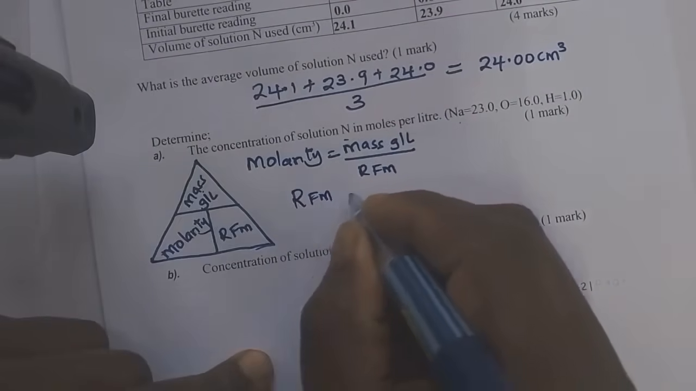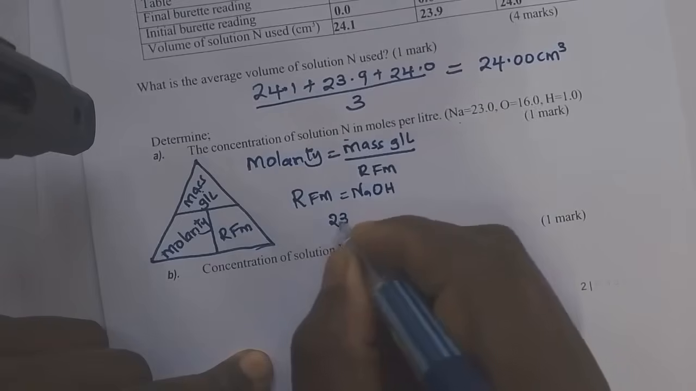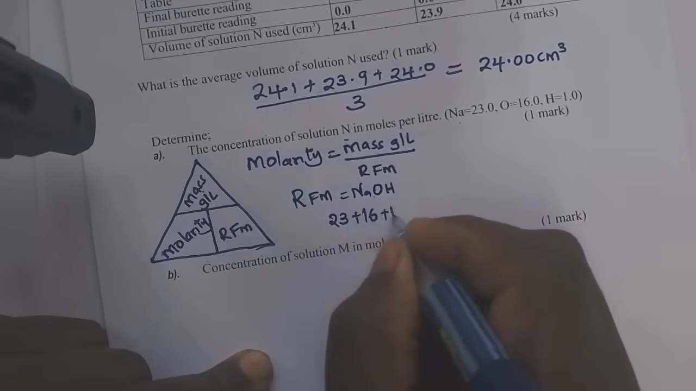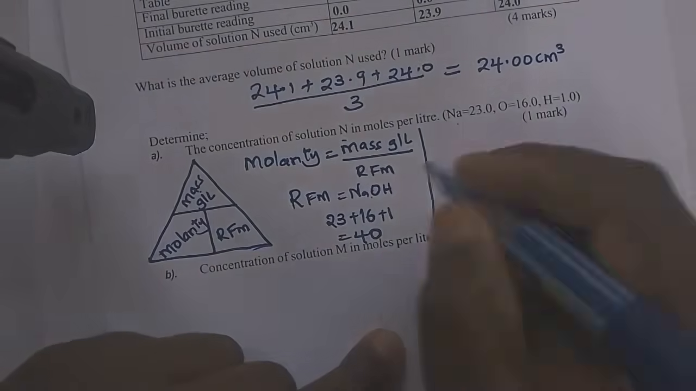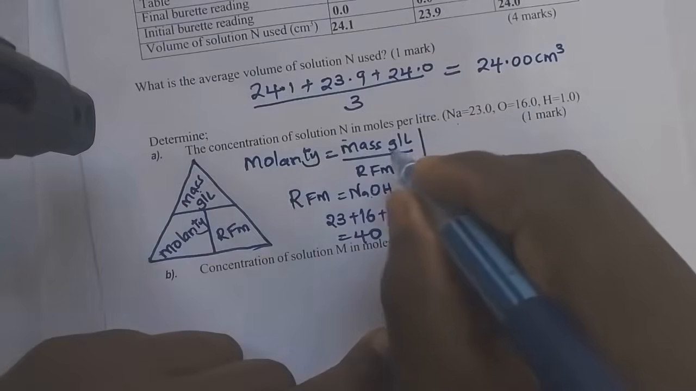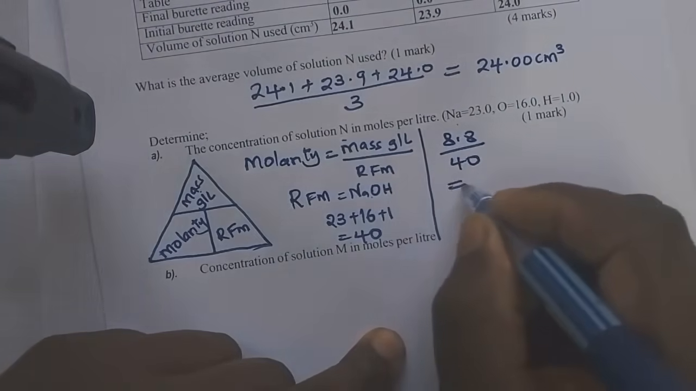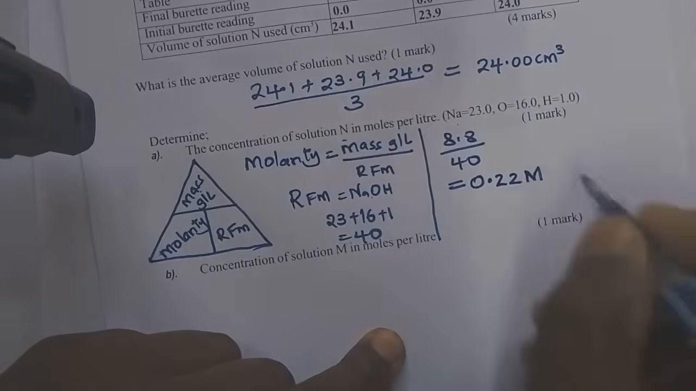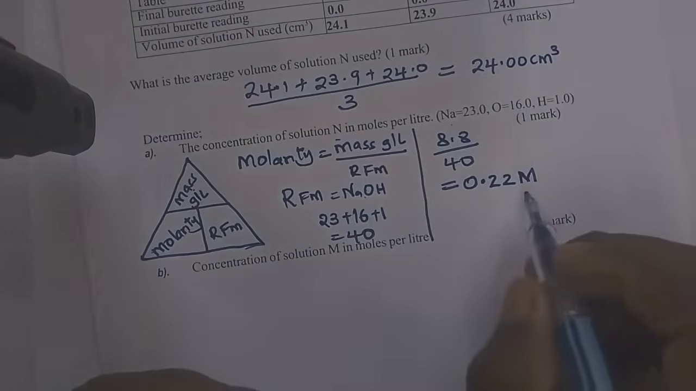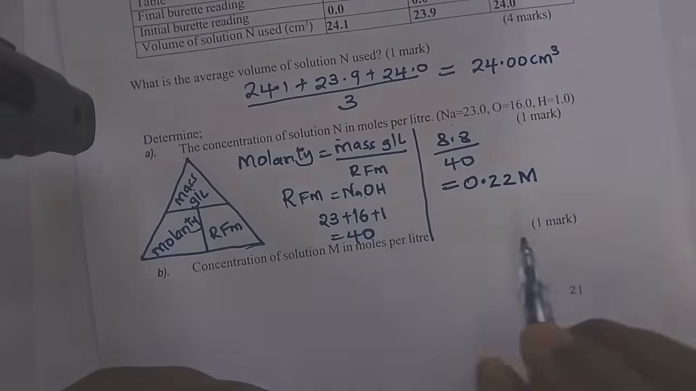RFM of sodium hydroxide NaOH will be equal to 23 plus 16 plus 1, and that one is 40. Now we will have 8.8 over 40, and this one will give us 0.22. Capital M stands for molarity. Also, you can write it as moles per liter or per dm cube, whichever. That one is the number of moles in a liter.